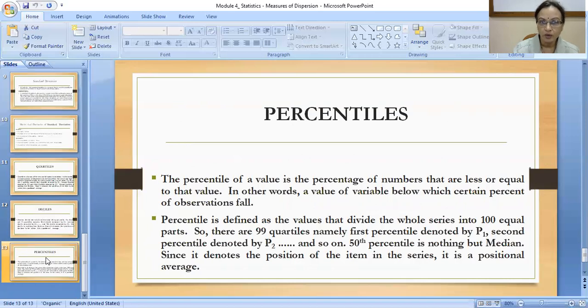So in this way, we will discuss these measures of dispersion in detail in this topic.